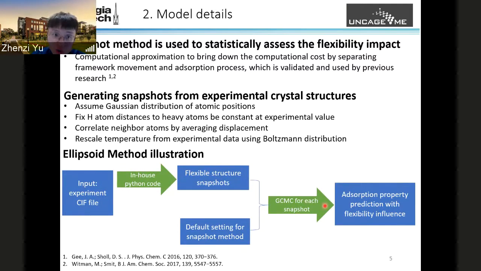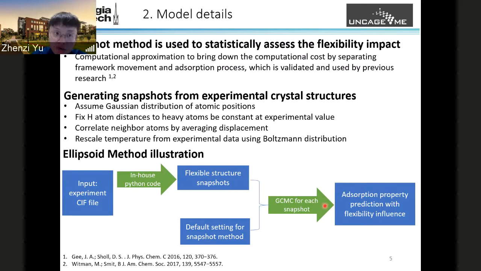This model overall is based on the snapshot method. The snapshot method is used to statistically assess the flexible impact, and it is a computational approximation to bring down the computational cost by separating framework movement and adsorption process, which is validated and used by previous research. So this is really a computational trick to enable the modeling of flexibility in a practical way.